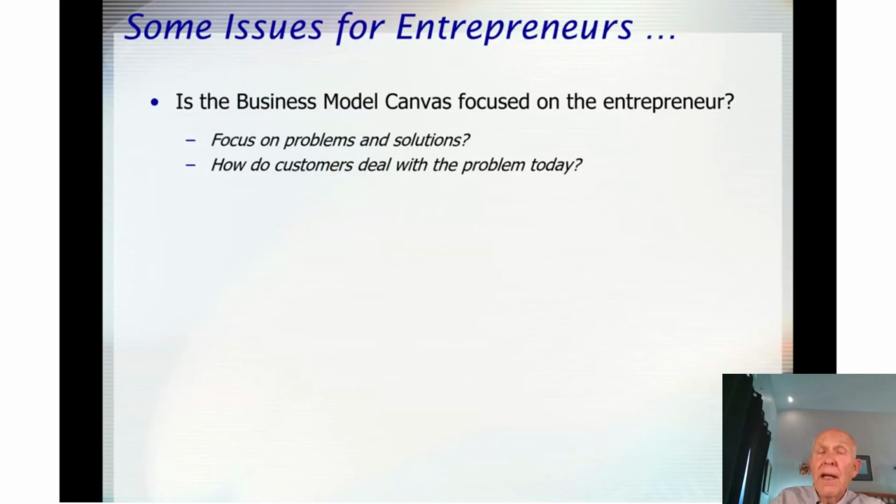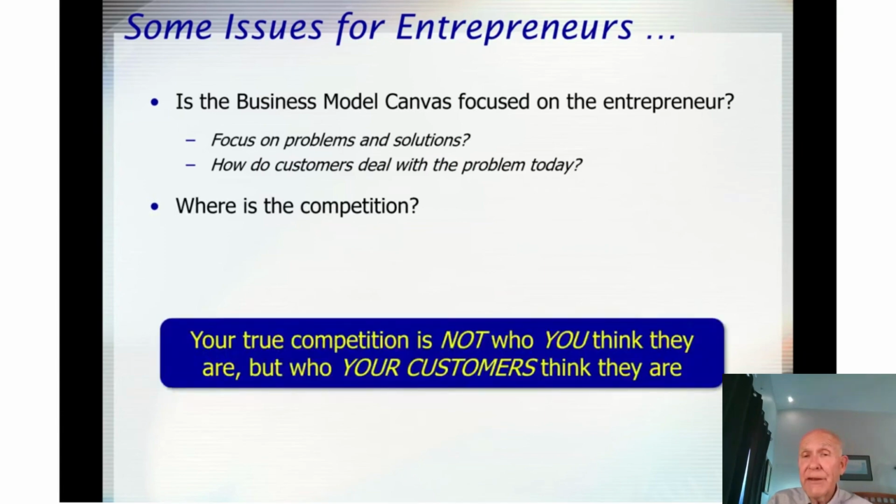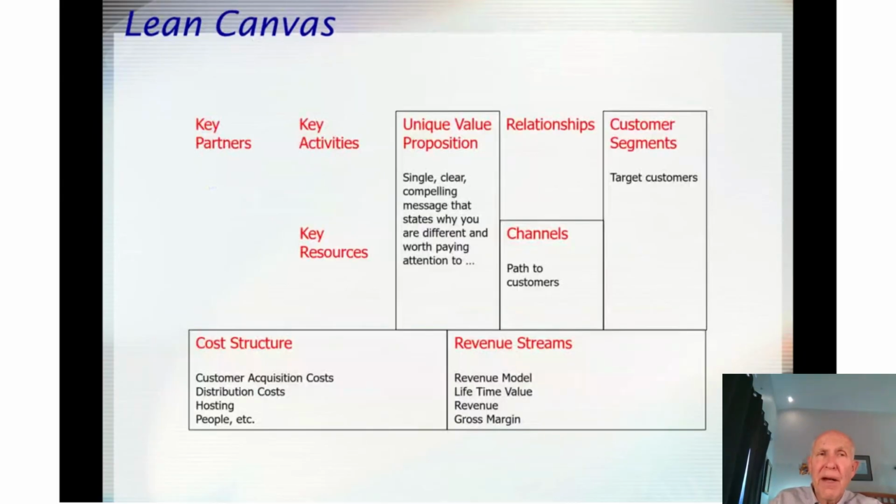But if you're an entrepreneur, if you're starting a company, this may not be the best way to think about it. For example, entrepreneurs become entrepreneurs because they see a problem somewhere. And they say, okay, I think I can solve that problem. I've got a good solution. And you've got to know how the potential customers deal with the problem today. And in the business model canvas, it's missing something very important. When you're thinking about starting a business, you need to understand who the competition is. Okay. So the competition is not who you think they are, but who your customers think they are. These are missing from the business model canvas.